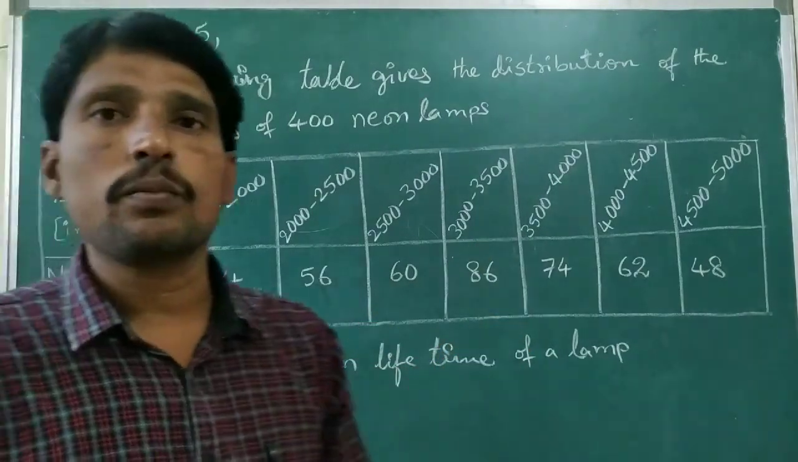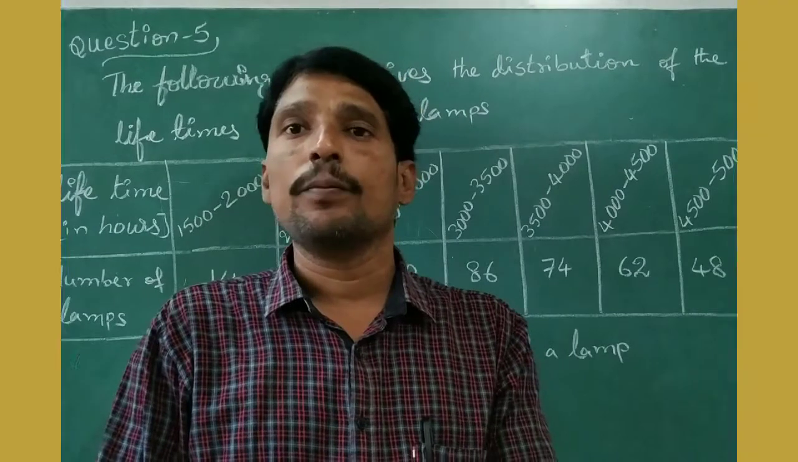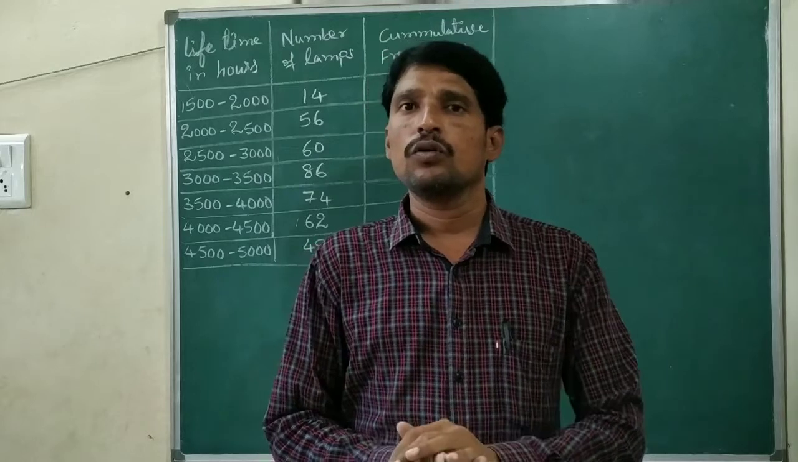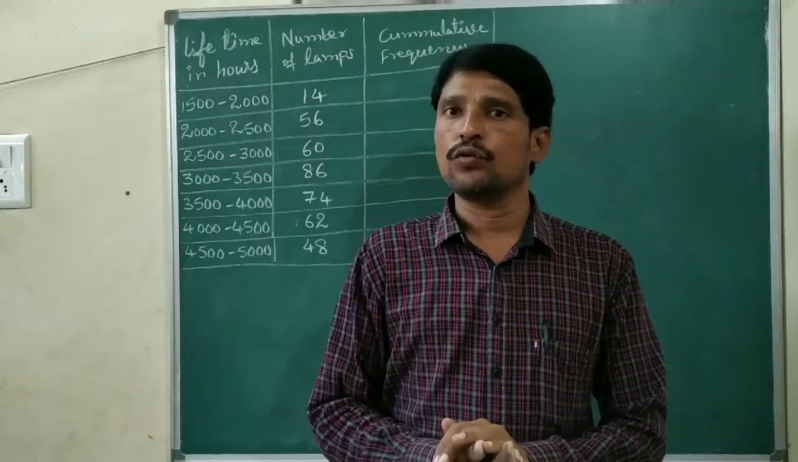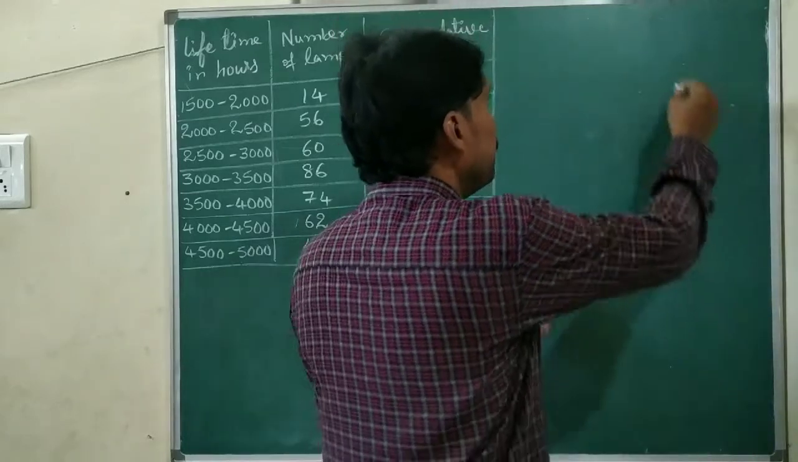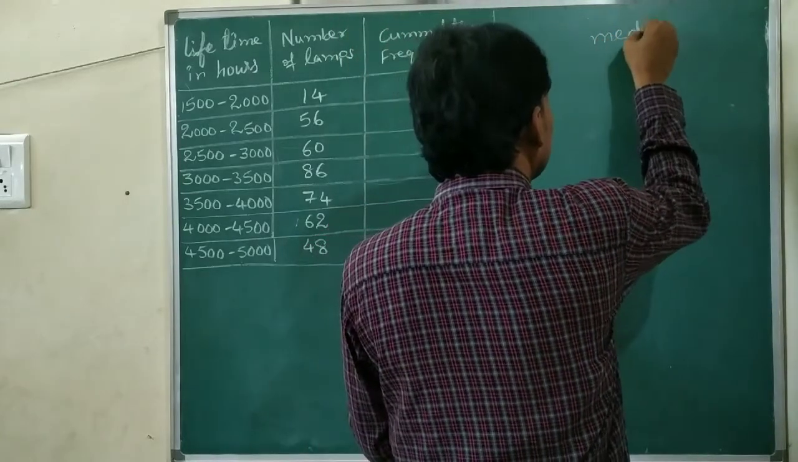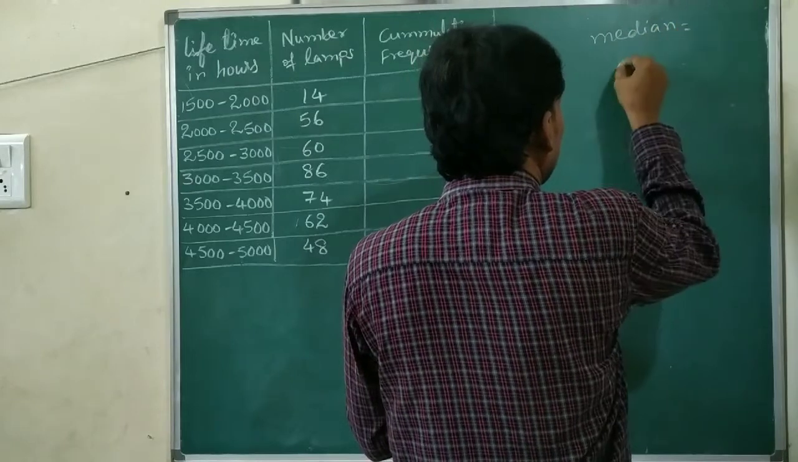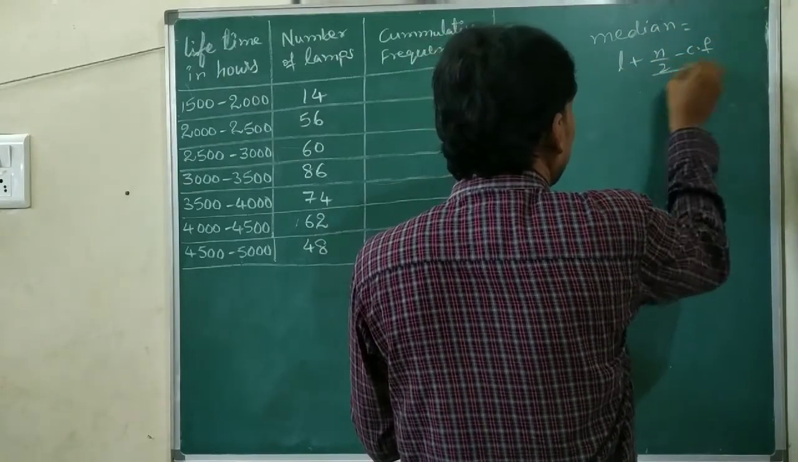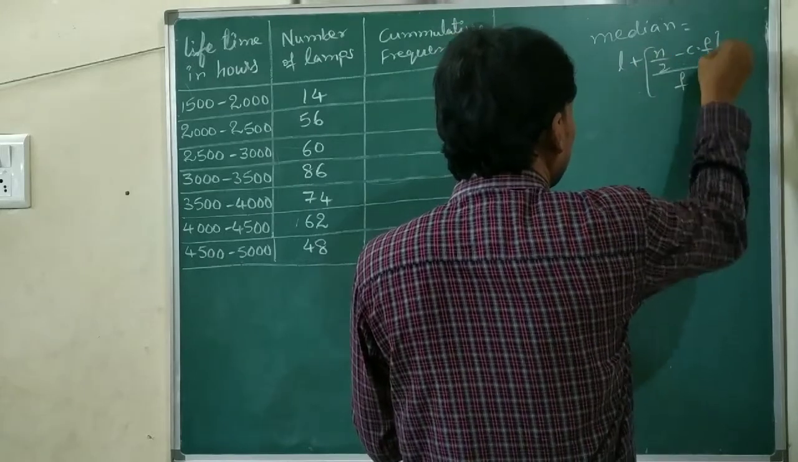For this problem, we need to find the median. What is the formula for median? Median equals L plus (N by 2 minus CF) by F into H is the formula.